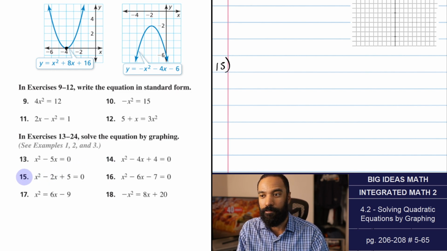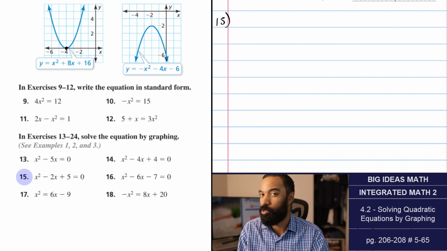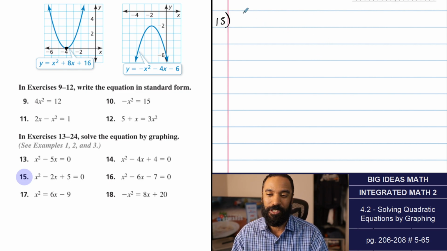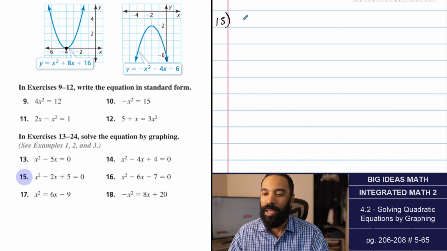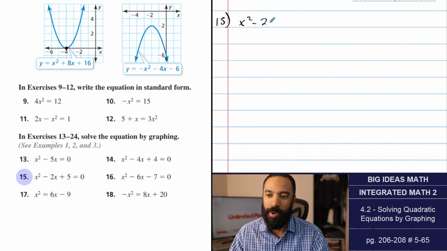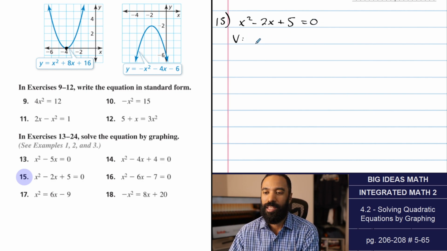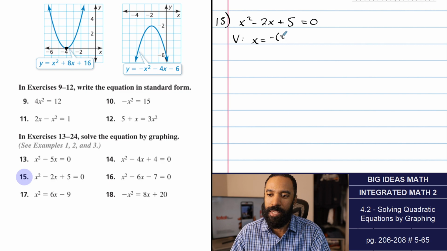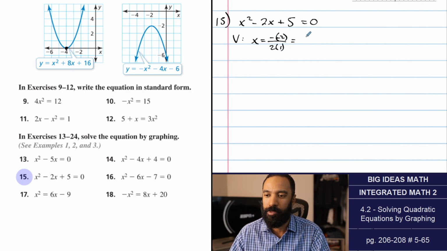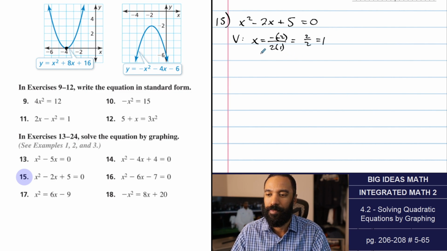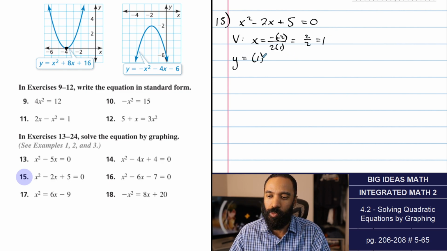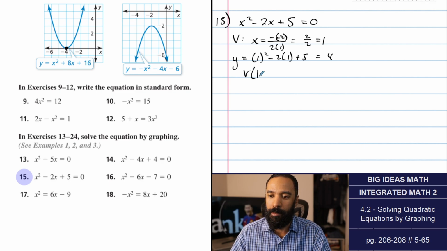Off the bat, I can tell you it's not factorable. Not factorable does not mean there's no solution, but I can imagine there's potentially no solution here. We'll see. All right, so x squared minus 2x plus 5 equals 0. Let's find that vertex. The x value is at negative b over 2a. Opposite of negative 2 over 2, which is 1. The y value, substitute 1. 1 squared minus 2 times 1 plus 5, that's 4. So our vertex is at 1, 4.